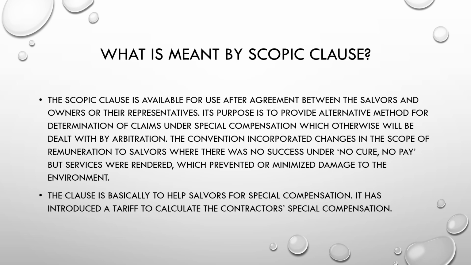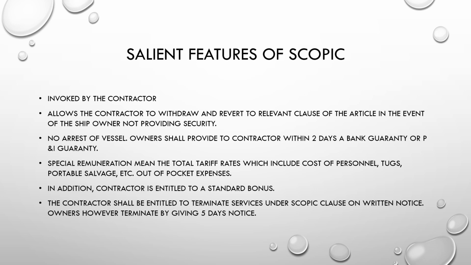So if I can explain this simply, in the old system, the salvors were sometimes not rewarded for their efforts if they were not completely successful or partially successful in their efforts. But the Scopic clause changed that, and salvors are provided with some compensation if they can prove that their services prevented pollution or damage to the environment, which could be because of an oil spill or some other reason. The salient features of Scopic include that this is invoked by the contractor.